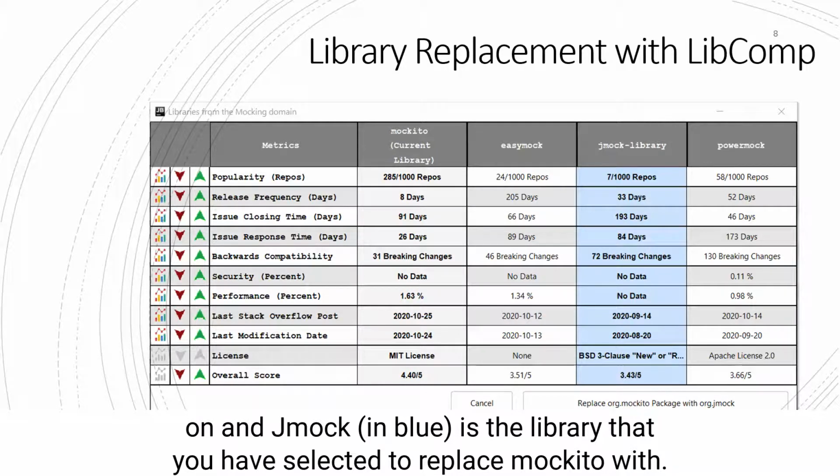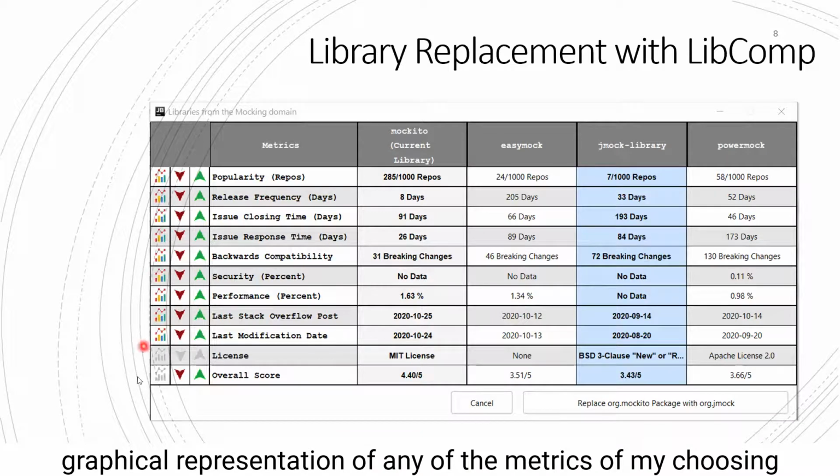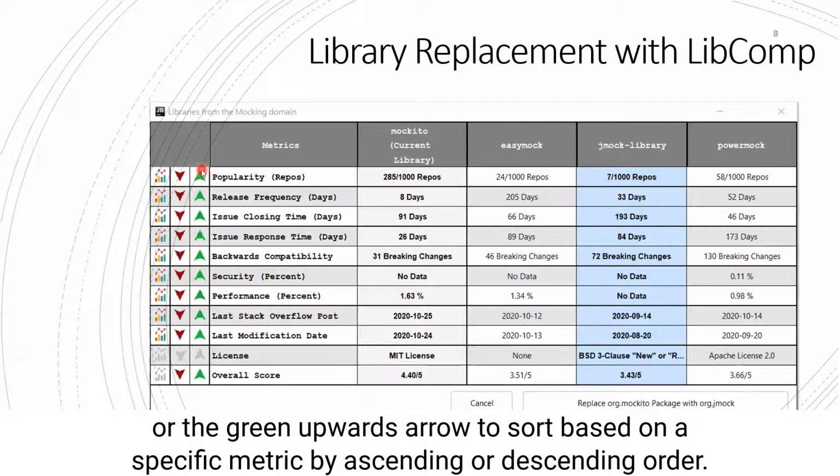From this dialog, I can also click on the graph icon on the far left to get a graphical representation of any of the metrics of my choosing, or I can click either the red downwards arrow or the green upwards arrow to sort based on a specific metric by ascending or descending order.